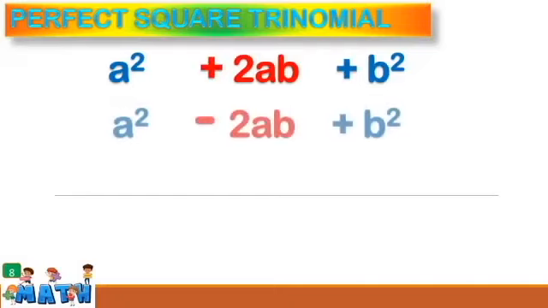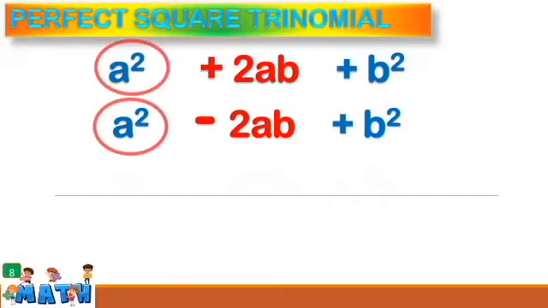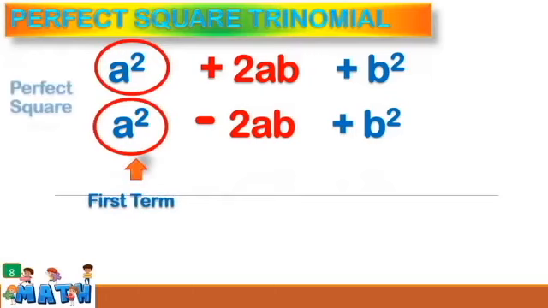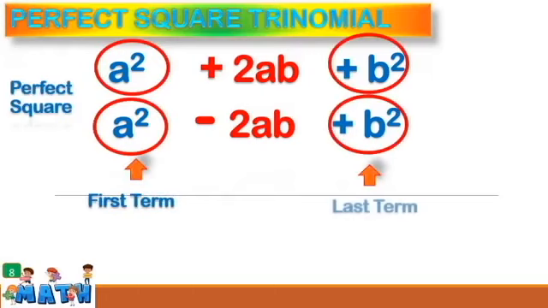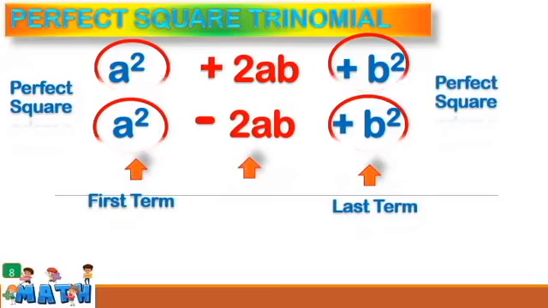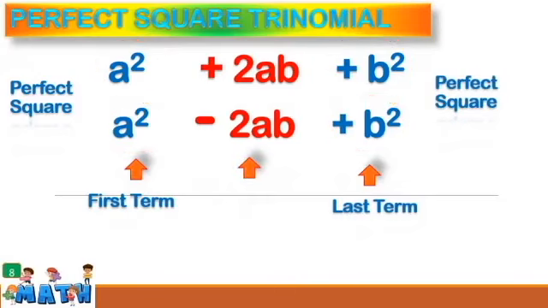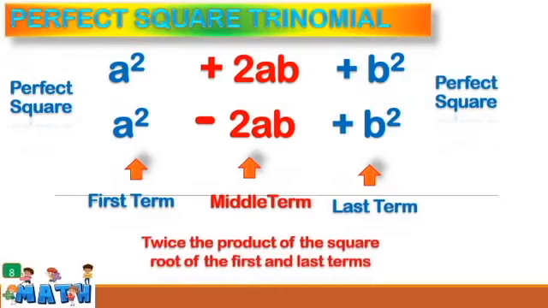ab plus b squared. So the first term, which is a squared, is a perfect square. And the last term, which is b squared, is also a perfect square. So the first and last terms are perfect squares and they are always positive. And the middle term is always twice the product of the first and last terms.